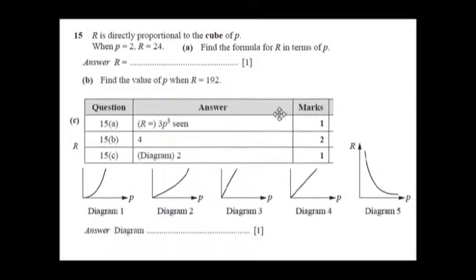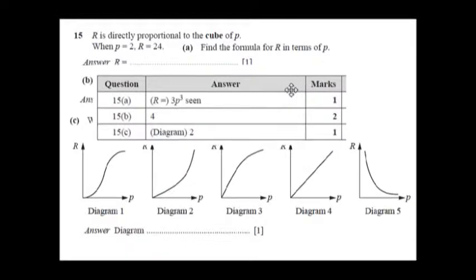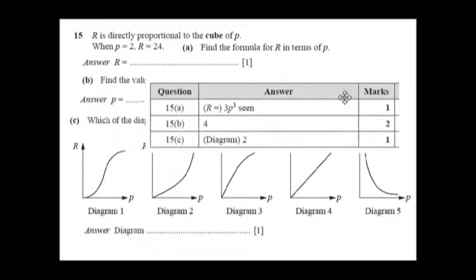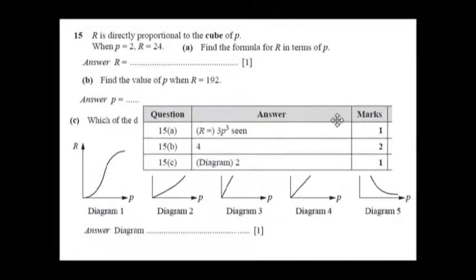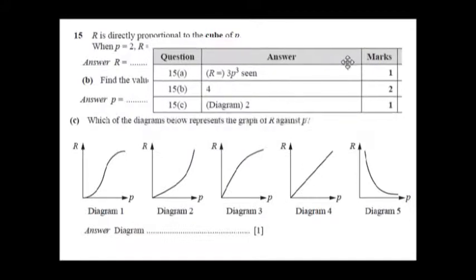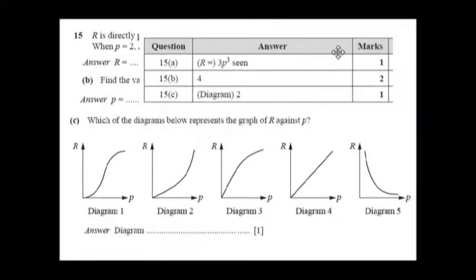For the first part, the formula will be R is equal to 3P cubed, and that's 1 mark. For the second part, your answer will be P is equal to 4, and for the last part, diagram 2 represents a variation of R against P.